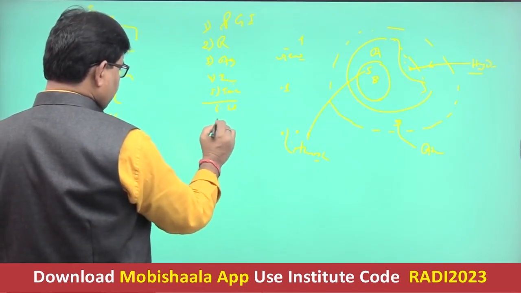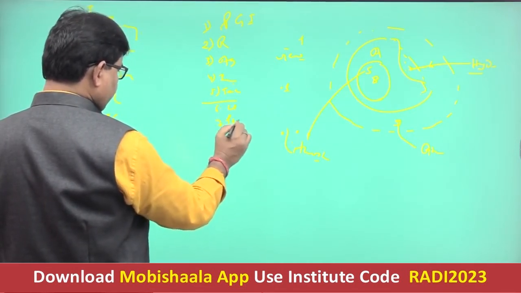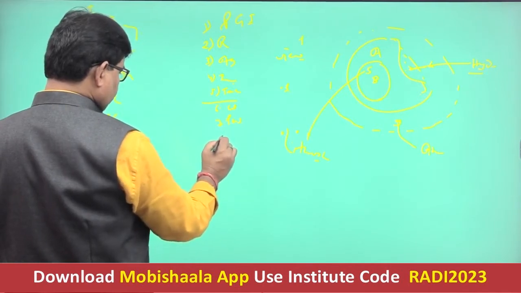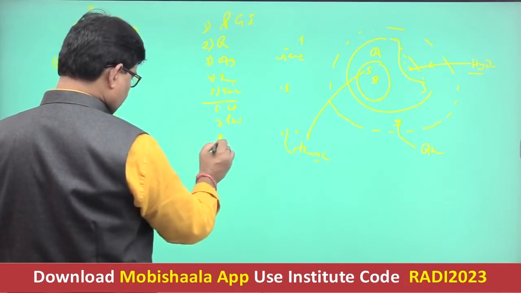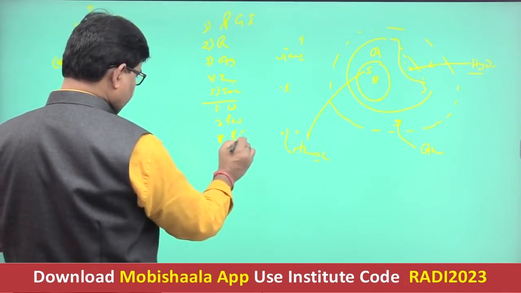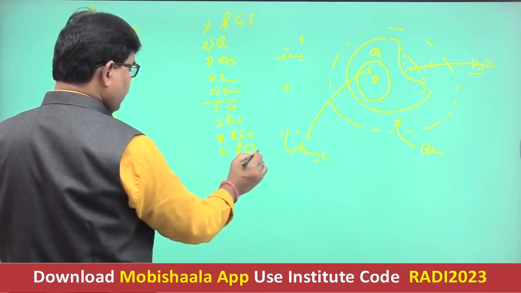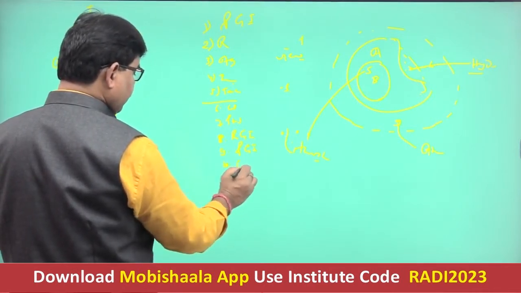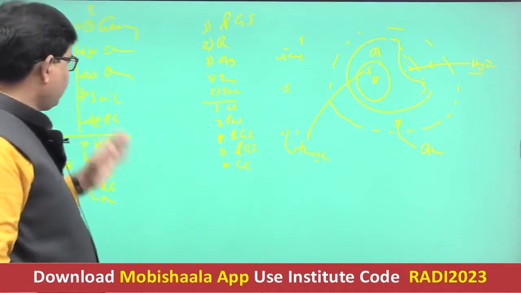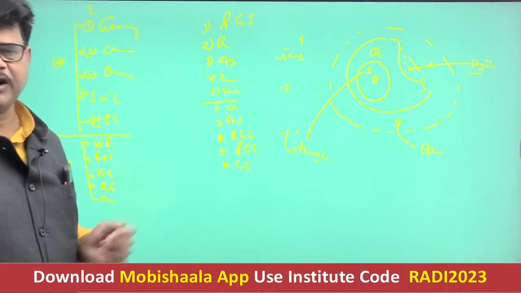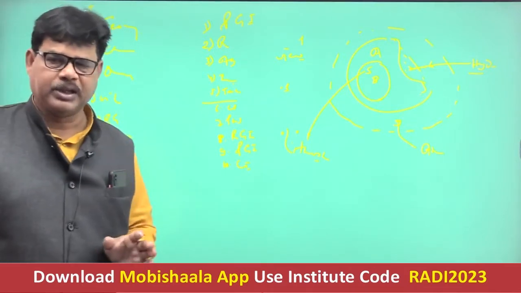Then again there is population plus settlement. Then the eighth topic is regional geography of India. Ninth topic is political geography of India. And lastly there is contemporary issues. So there are 10 topics in totality in the first paper, and 10 topics in the second paper.